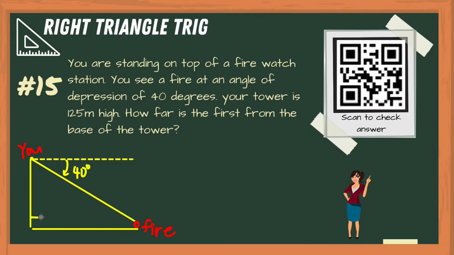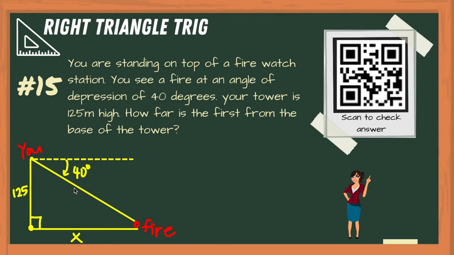And then the tower and the ground would be a 90-degree angle. And you also know that this tower is 125 meters high. And you want to know how far the bottom of the tower is from the fire. So we're looking for this horizontal distance.